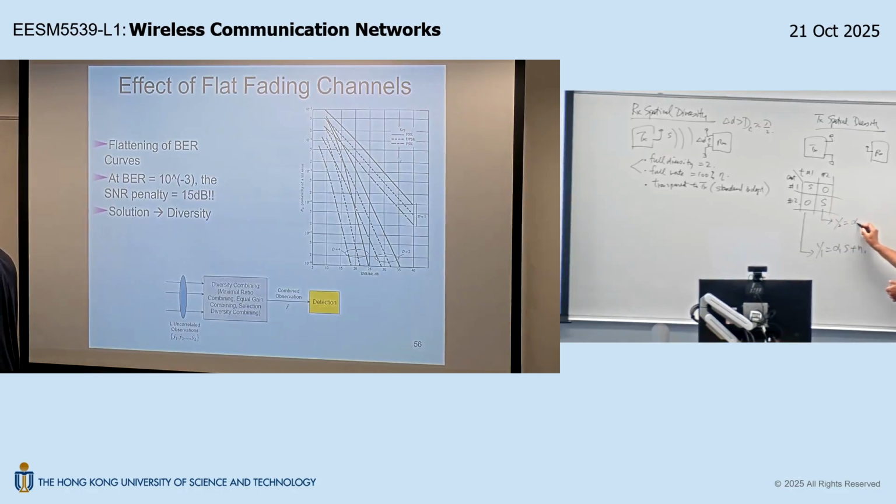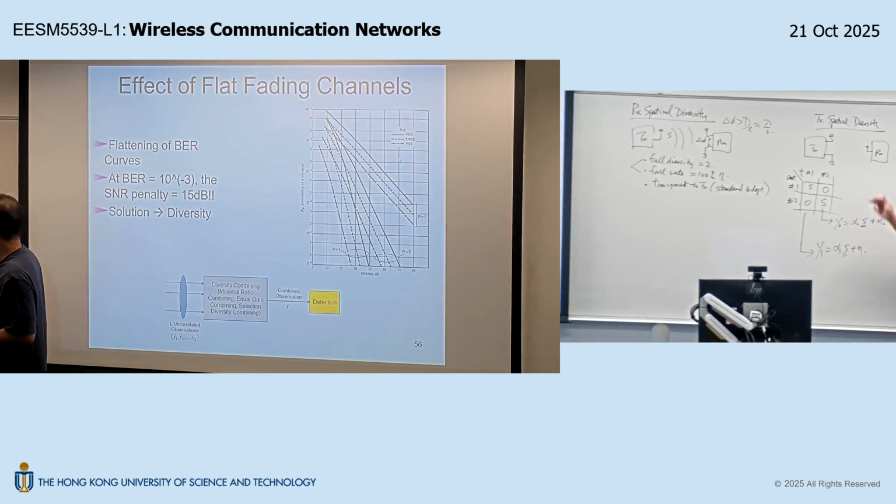Y2 equals alpha 2 S plus N2. Is that okay? So alpha 2 is the fading coefficient between the second transmit antenna and the receive antenna. So in this way, you created two observations over these two time slots, right? And these two observations contain the same information, but they suffer from different fading, right?